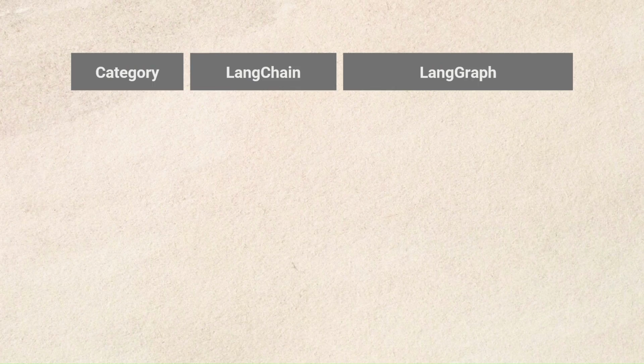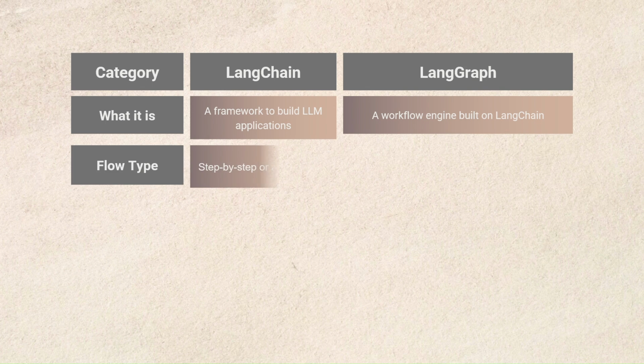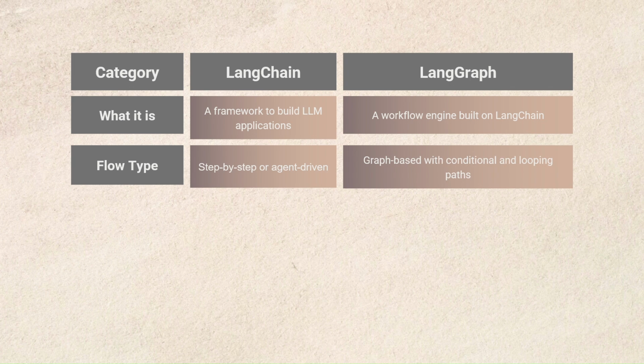Let's now quickly understand the difference between LangChain and LangGraph with a simple table breakdown. So let's see first of all what it is. LangChain is a framework which is used to build LLM applications, while LangGraph is a workflow engine which is built on top of LangChain. Secondly, their flow type. LangChain follows a step-by-step workflow and an agent-driven approach. The agent-driven approach means that it uses agents to decide the next step. On the other hand, LangGraph uses a graph-based approach with conditional and looping paths. That means you can define nodes and edges with conditions and even loops.